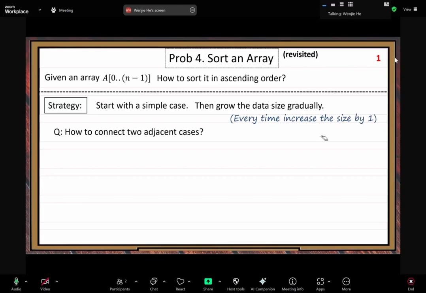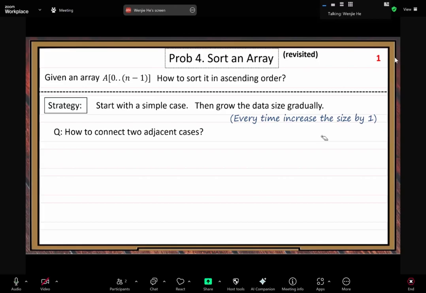Then we need to consider how to connect two adjacent cases. Regarding this question, we have some experience from Module 3, in the recursive algorithm. Remember at that time when we tried to find the recurrence relation, we needed to consider two adjacent subproblems, right? At that time, we mentioned this divide and conquer approach.